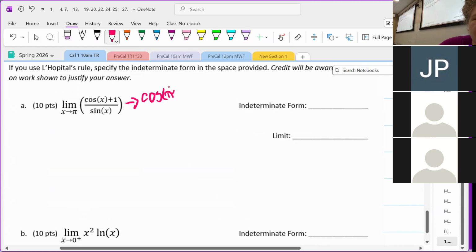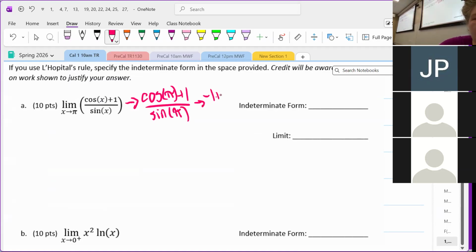So the cosine of pi is -1. So this is -1 plus 1, and then the sine of pi is 0. So we get 0 over 0. This is one of the two indeterminate forms that allows us to use L'Hopital's rule. We either get 0 over 0 or infinity over infinity, but both of those are a fraction. We can't use L'Hopital's rule unless we have this fraction set up. So when I have 0 over 0 like I do here, now I can use L'Hopital's rule.